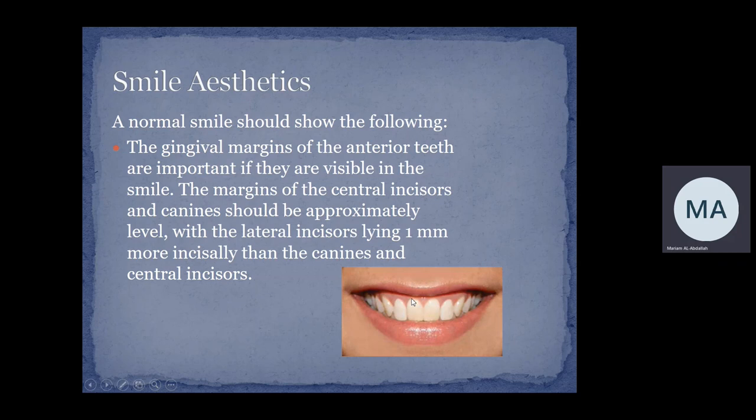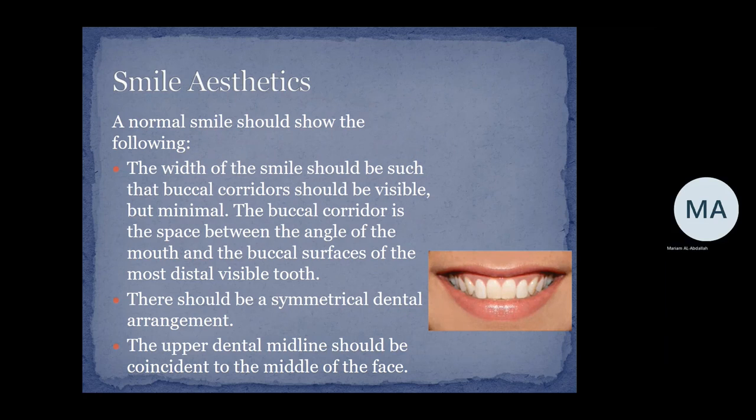The gingival margin of the upper incisors, the centrals and the canines, should be almost equal. For the laterals, the gingival margin is usually 1 millimeter more incisally compared to the centrals and the canines. Now, in terms of transverse width of the smile, teeth should fill the mouth. We will have minimal black corridor on both corners. A narrower smile will actually cause black corridor, which is sometimes considered unaesthetic.